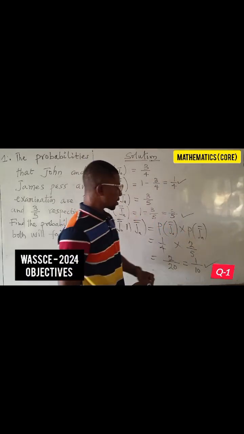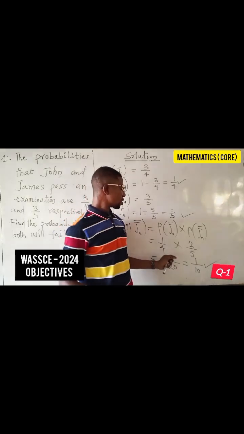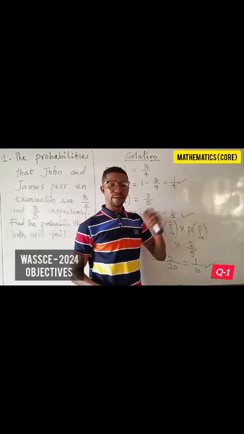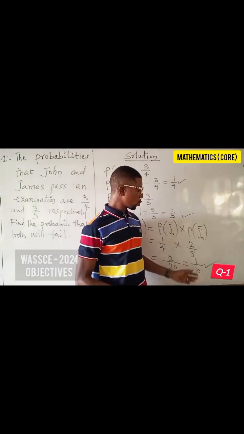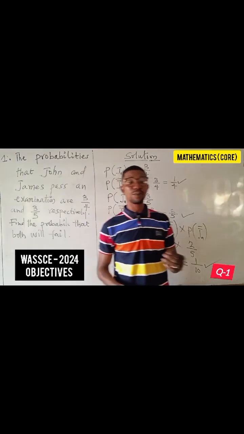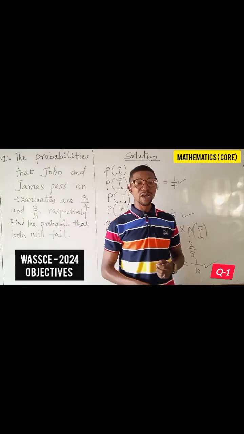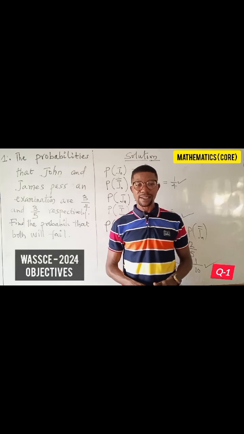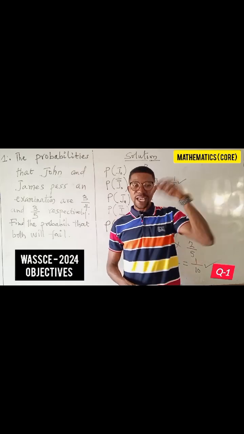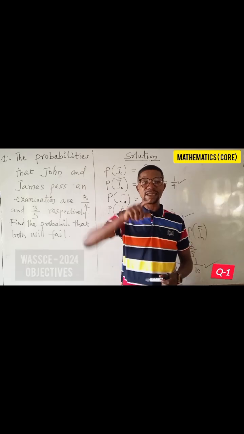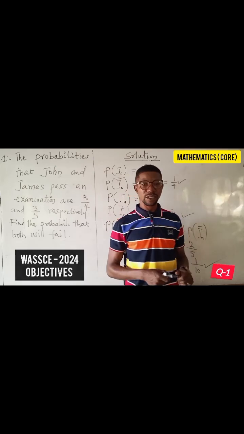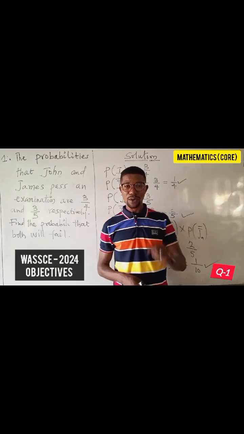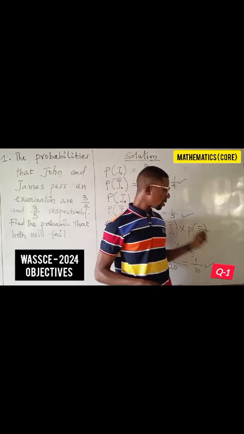So the probability that James and John, both of them failed the exams, is 1 divided by 10. If you look through the multiple choice questions and you see 1 divided by 10, that is the answer, irrespective of it being A here or B here and C at your end. Whatever you have realized, that is what you are supposed to shade on the scannable sheet as your answer. That is question 1.